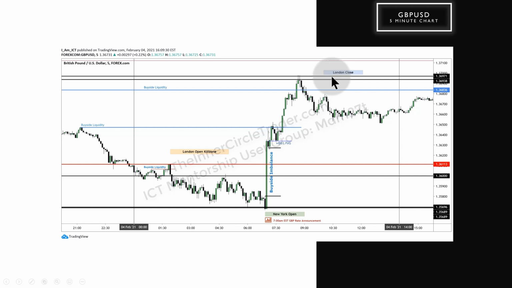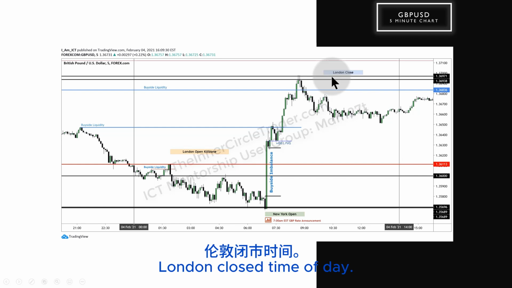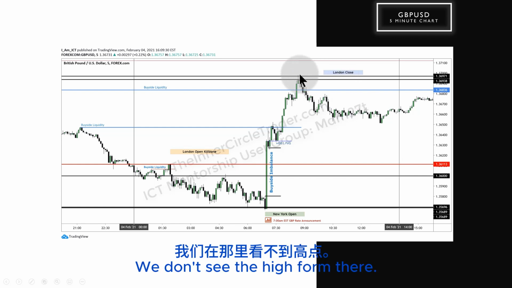And then afterwards, London close, time of day. We don't see the high form there. It's a little early.